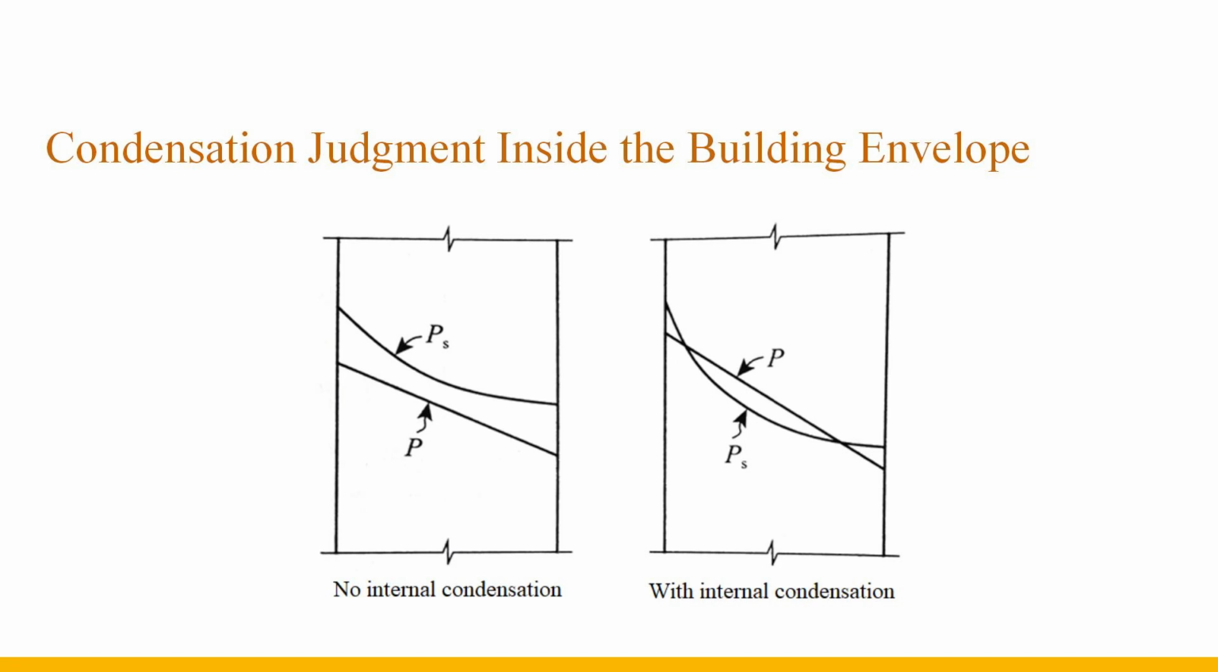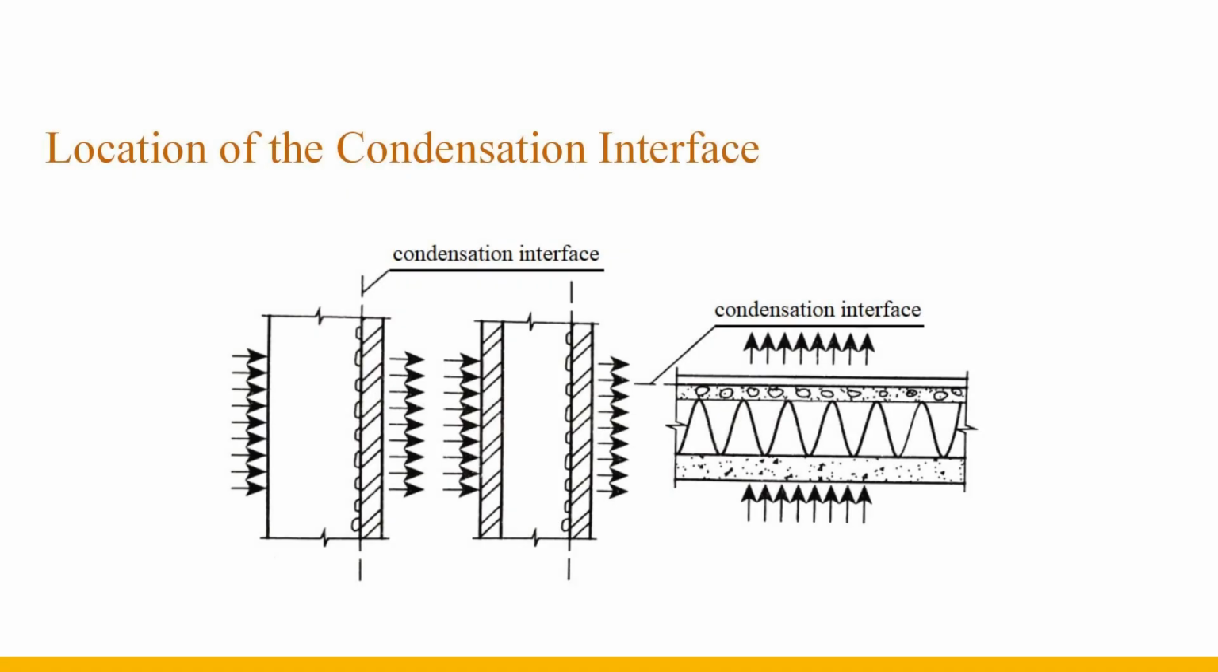The condensation does not occur. When the water vapor permeability coefficient of the material changes from large to small, water vapor encounters greater resistance here and the condensation is most likely to occur here. This interface that is most prone to condensation and has the worst condensation is called the condensation interface inside the envelope.